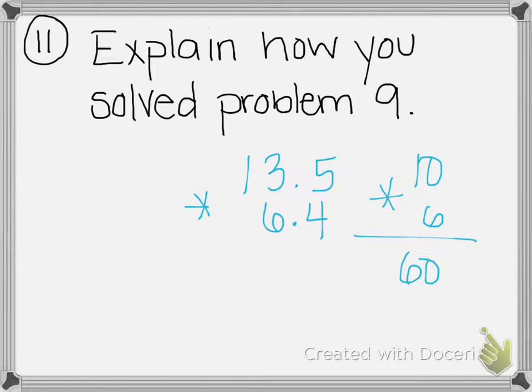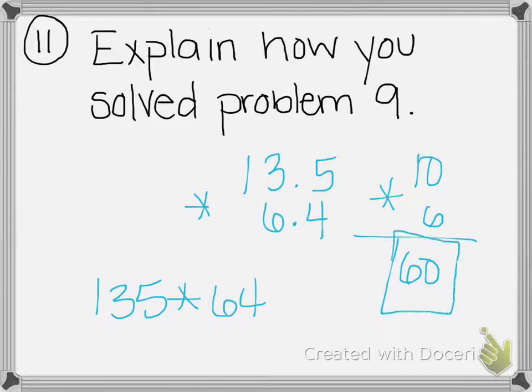Then you ignore the decimals. So you do 135 times 64. You find your answer. And then once you find your answer, you put the decimal point so it is closest to your estimate of 60. So just make sure you can explain how you knew where to put the decimal point using estimation.